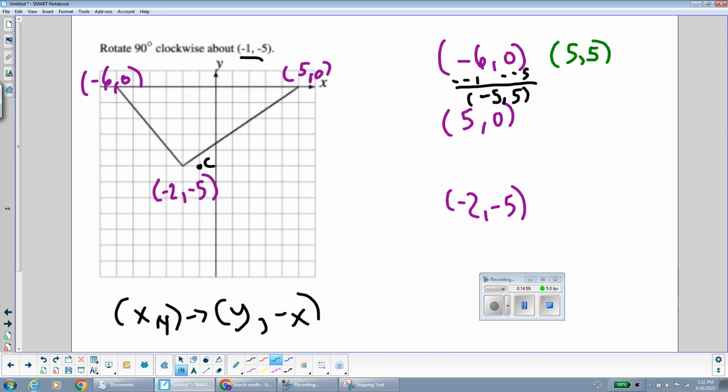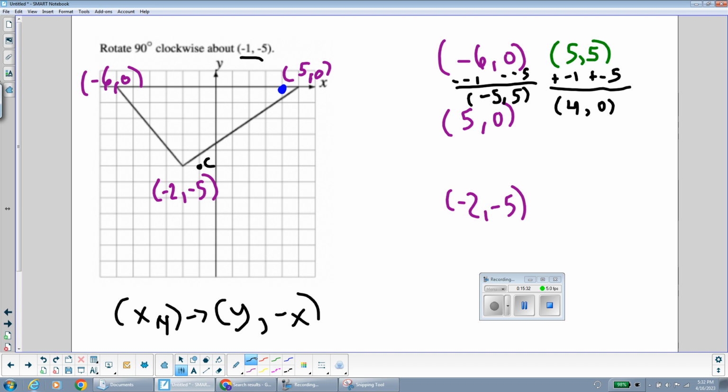And after we do our rotation, then we can add the point back. So I'm going to add -1 and add -5. So 5 plus -1, that is 4. And 5 plus -5, that's 0. So the image point of -6, 0 would be, let me use blue for the image points. 1, 2, 3, 4, 0. So that would be that point right over here. So I'm just going to mark that down.